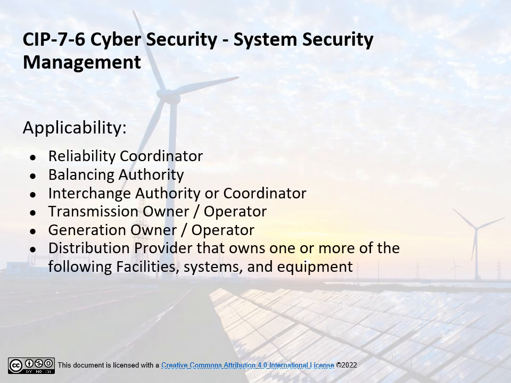CIP-007-6 System Security Management. Applicability: Reliability Coordinator, Balancing Authority, Interchange Authority or Coordinator, Transmission Owner or Operator, Generation Owner or Operator, Distribution Provider that owns one or more of the following facilities, systems, and equipment for the protection and restoration of BES.